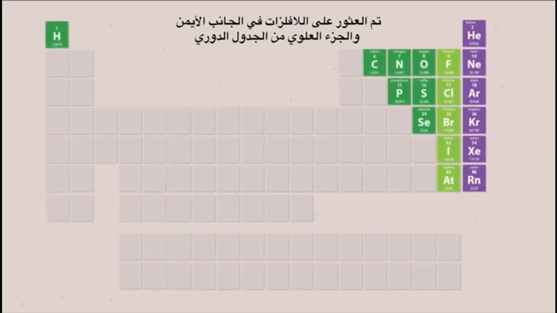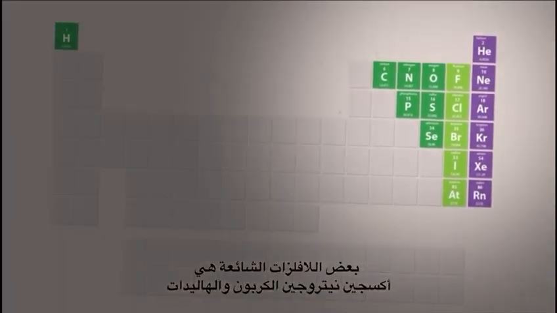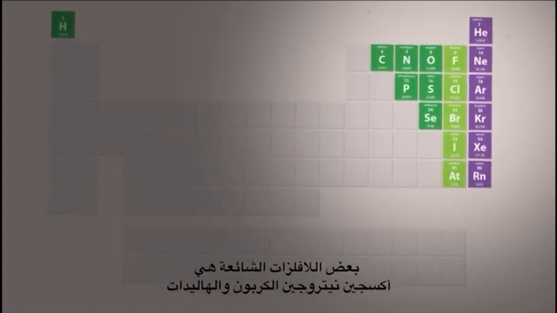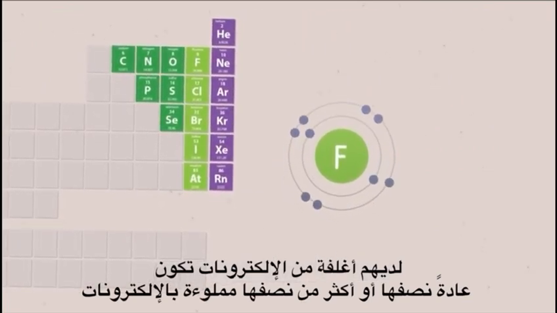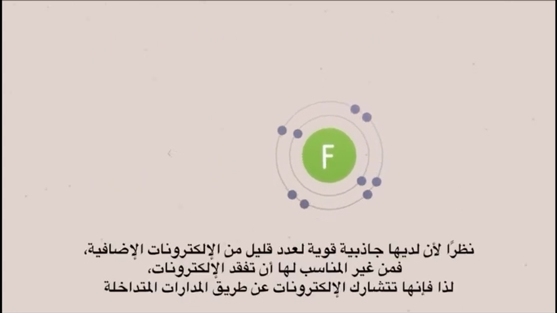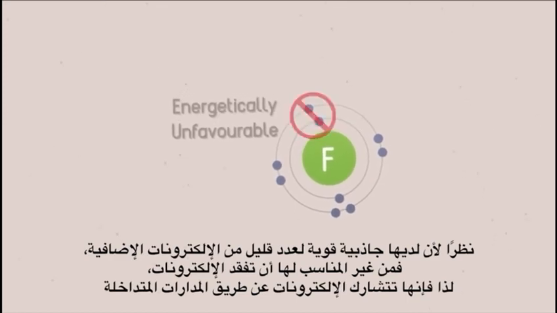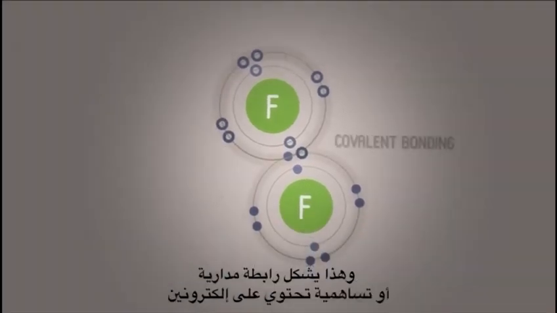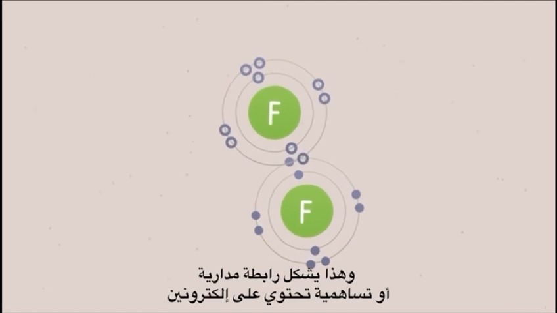Nonmetals are found on the right-hand side and upper part of the periodic table. Some common nonmetals are carbon, nitrogen, oxygen, and the halides. They have shells of electrons that are normally half or more than half full of electrons. Since they have a strong attraction for a few additional electrons, it is energetically unfavorable for them to lose electrons, so they share electrons by overlapping orbitals. This makes a bonding orbital, or covalent bond, that contains two electrons.